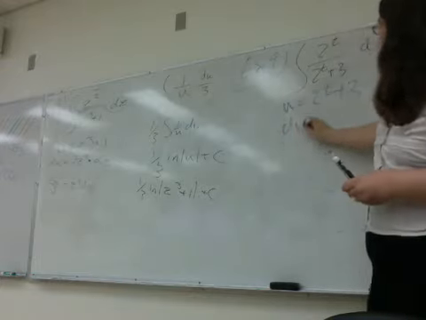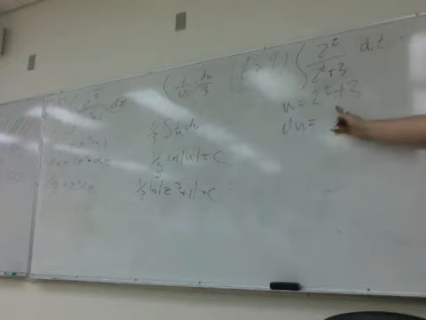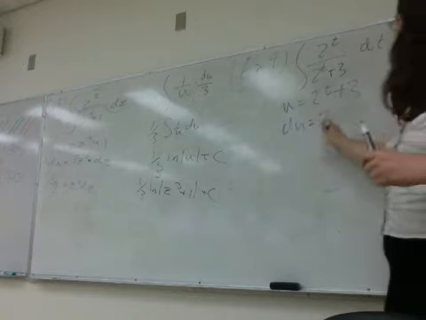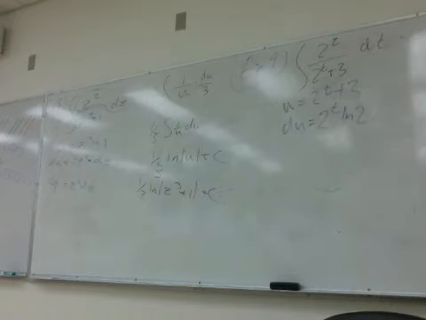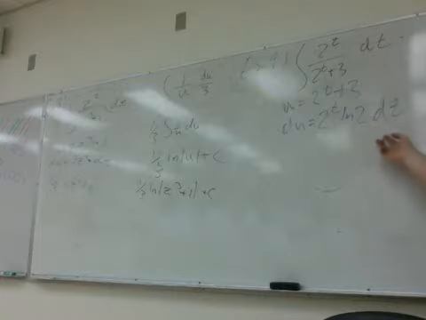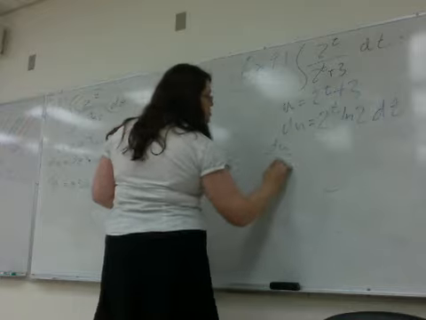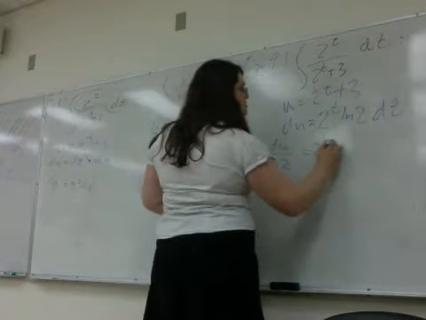Then, if I find du, I'm going to take the derivative of this. The derivative of 2 to the t is 2 to the t ln 2. And then I tack on dt, right? The du is always the derivative times dt. Now I don't have this thing up here. What I have is a 2 to the t dt. So I'm going to divide both sides of this by ln 2. So du over ln 2 is going to be 2 to the t dt.